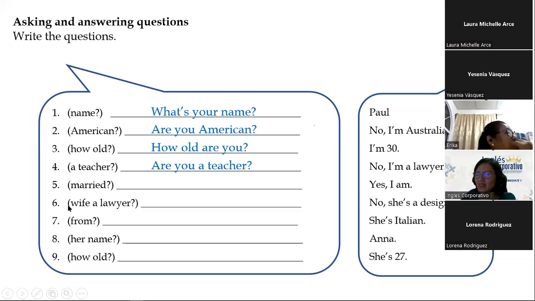Y ahora veo porque es, yo entendía que de esa me estaban hablando y parece que me estaban hablando de number six, así que I'm sorry. Pero aquí lo resolvemos ya. So, yes, are you a teacher? No, I'm a lawyer, right?